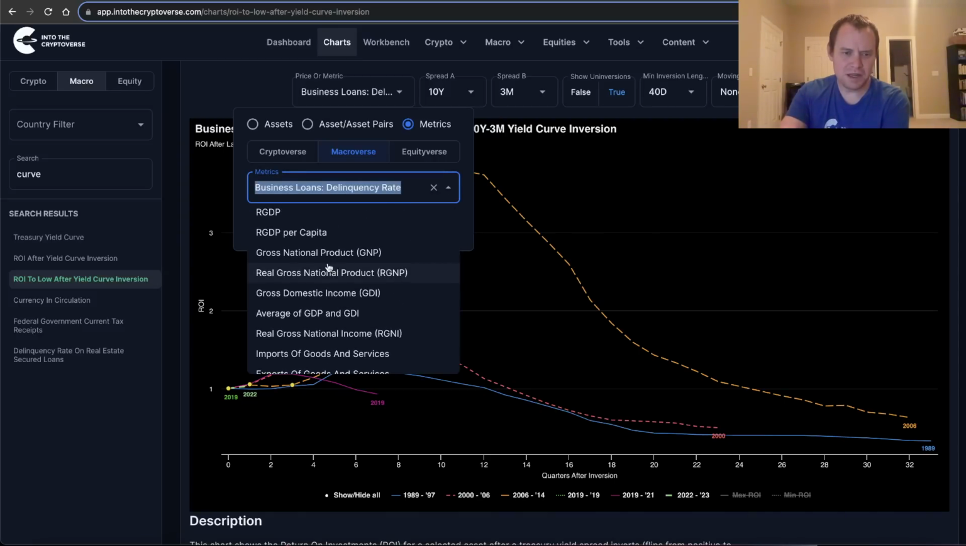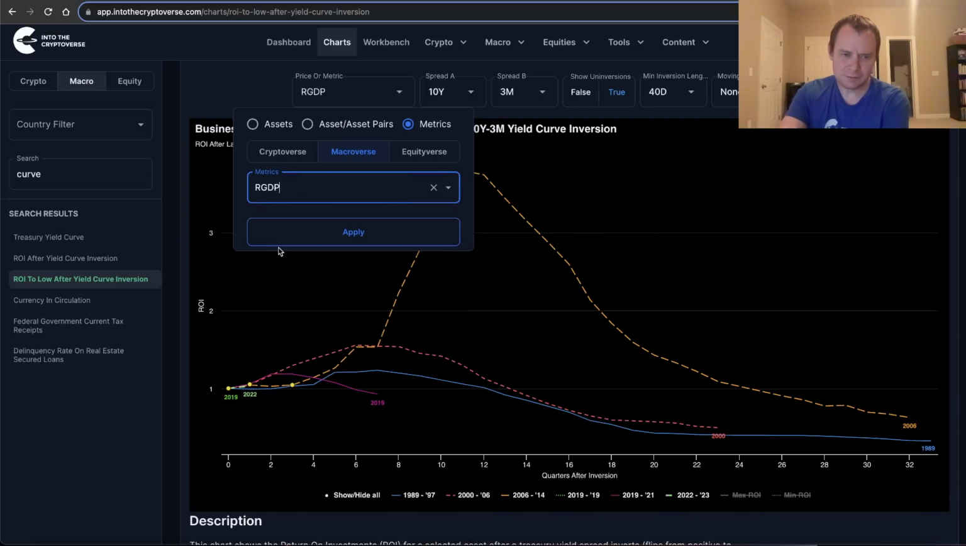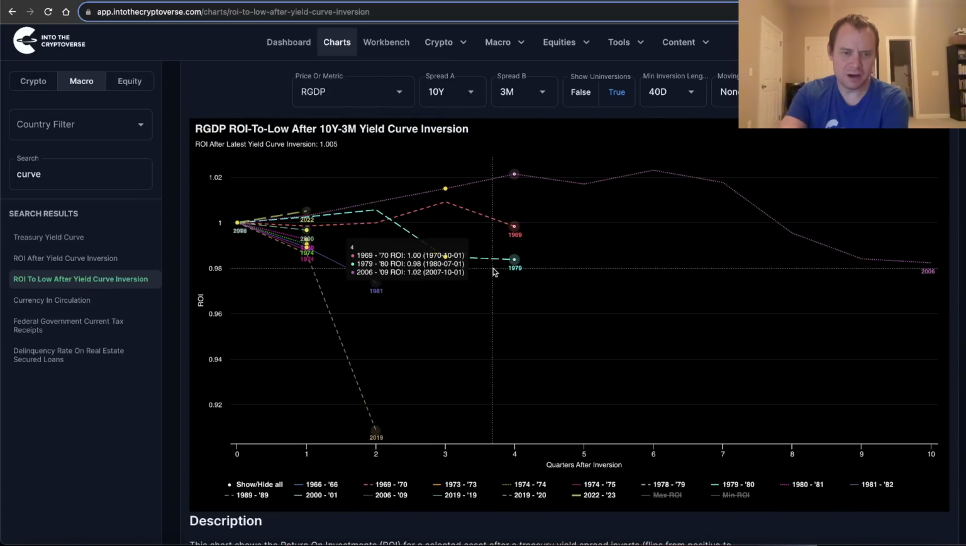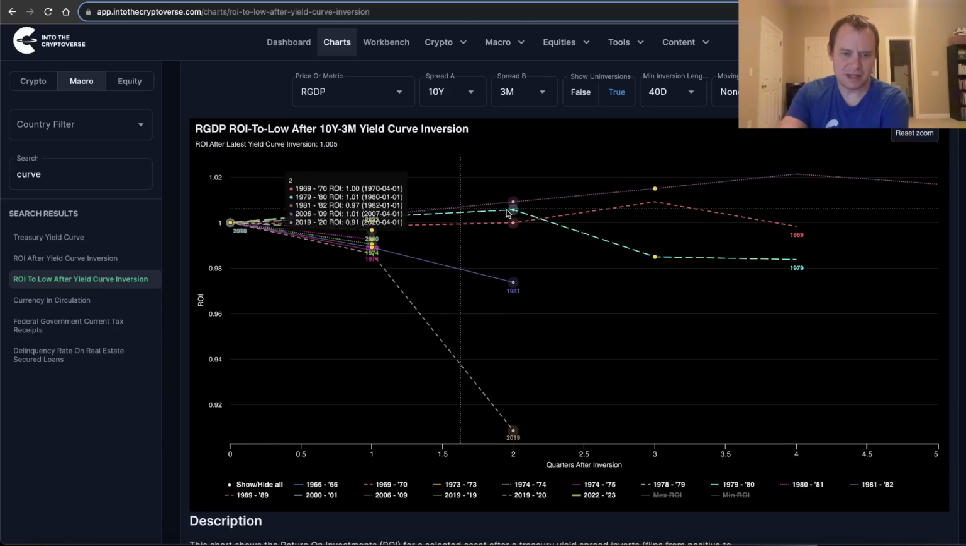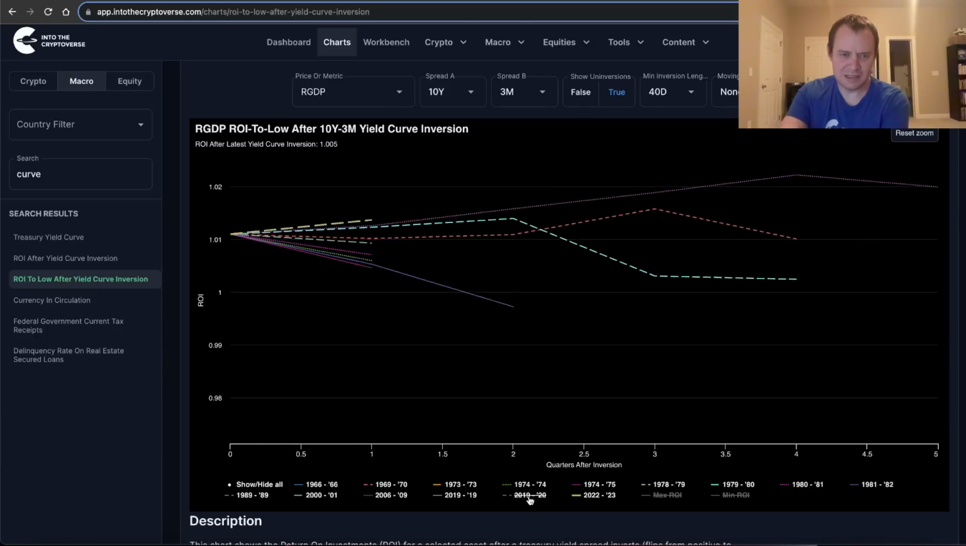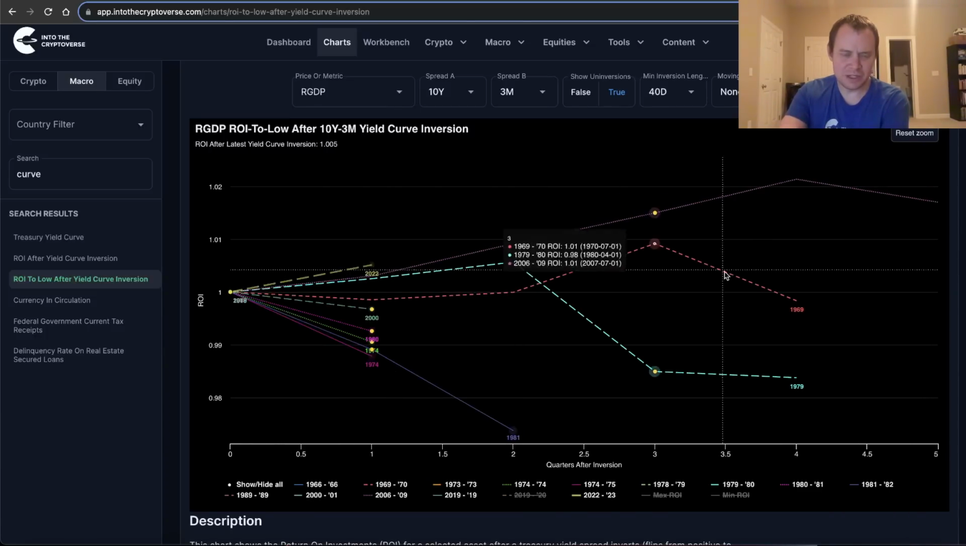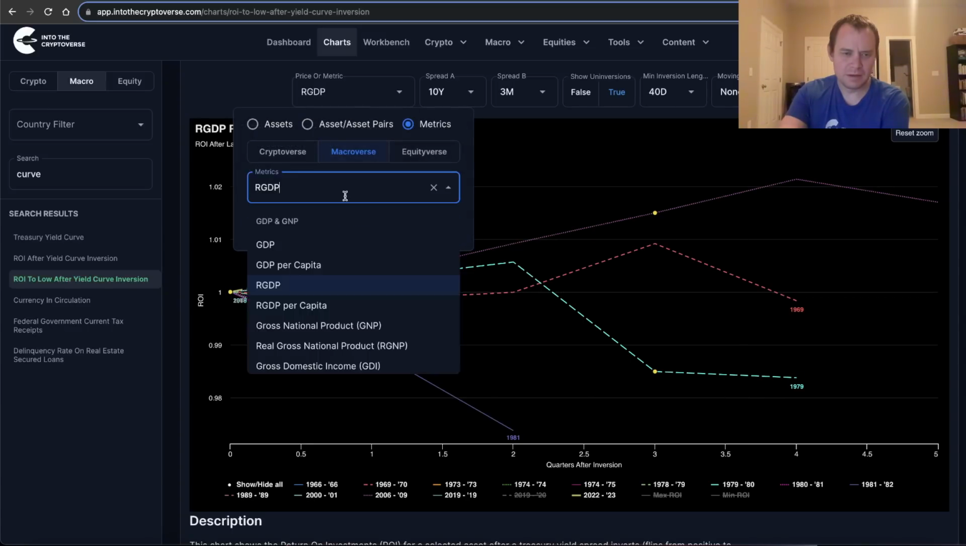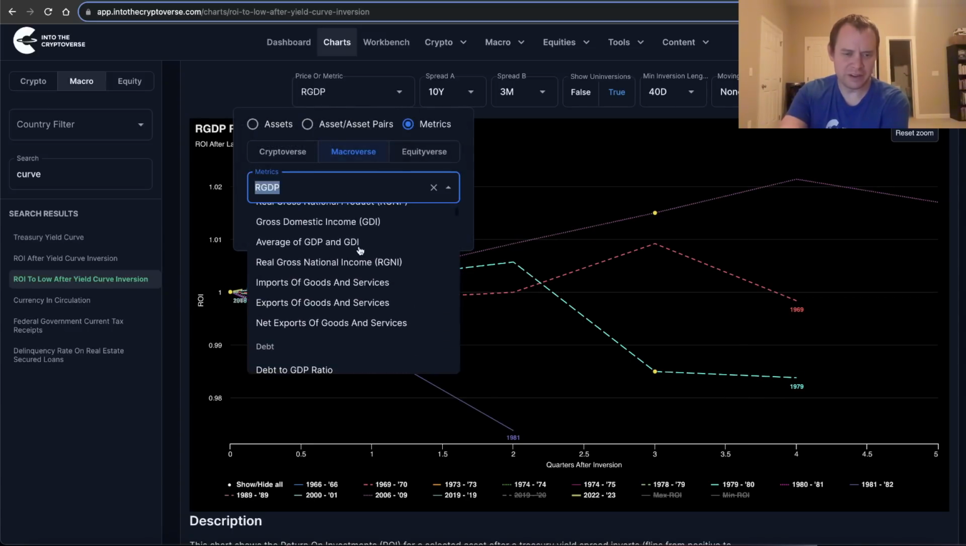Maybe real GDP is an interesting one to look at because this cycle we know it's been going up, right? You can see that that's actually above all the prior ones, right? Let me hide 2019 because it really throws things off. So that's what real GDP currently looks like after inversion of the 3-month and the 10-year yield.